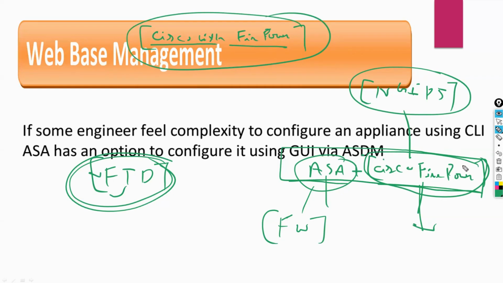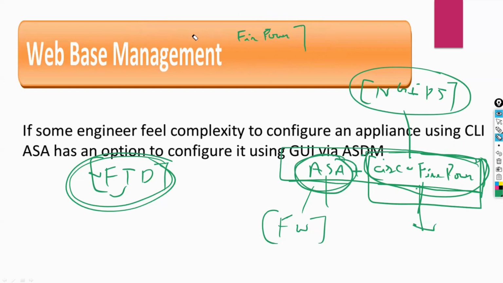No. Cisco Firepower is a different device. It's a separate device, and Cisco ASA is a separate device. But in Cisco, they provide you a box. Wait. They provide you Cisco ASA. Let me show you an example.